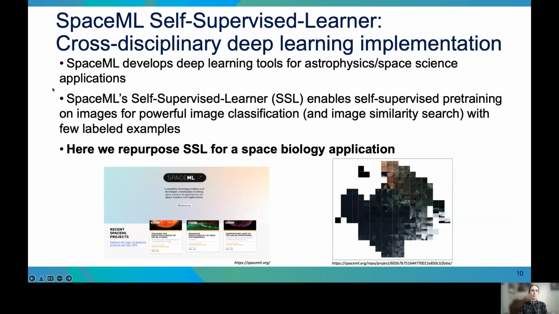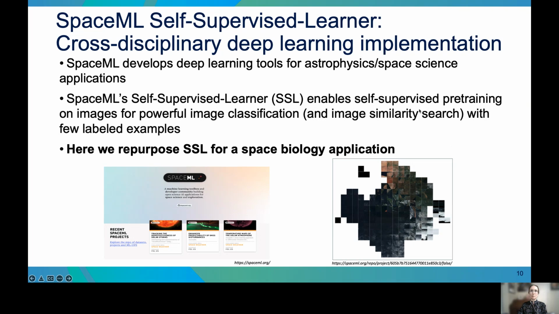The model that we're using for this analysis is a deep learning model called the Self-Supervised Learner, developed by the SpaceML group. And this is an interesting application because we're using a cross-disciplinary implementation of this deep learning model. SpaceML specifically develops deep learning tools for astrophysics and space science applications, and here we're repurposing their SSL tool for a space biology application.